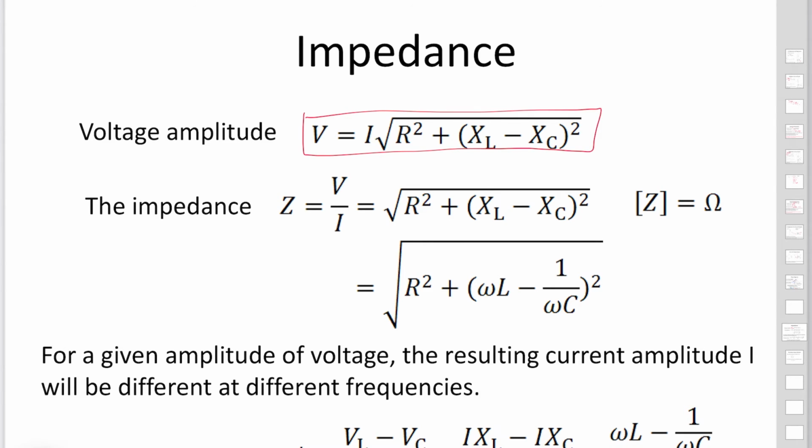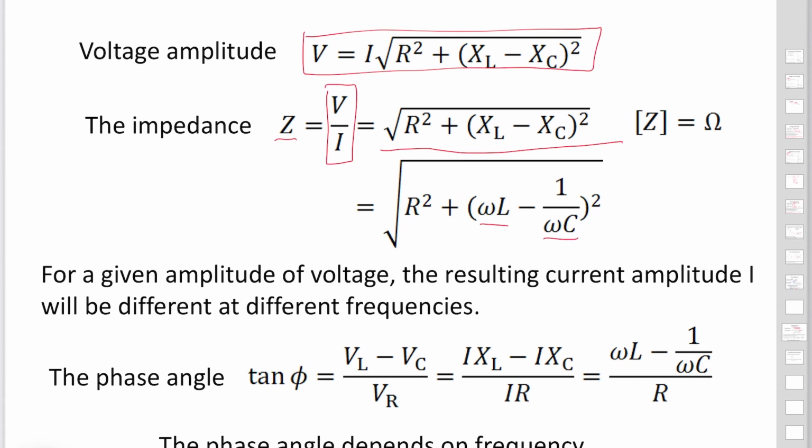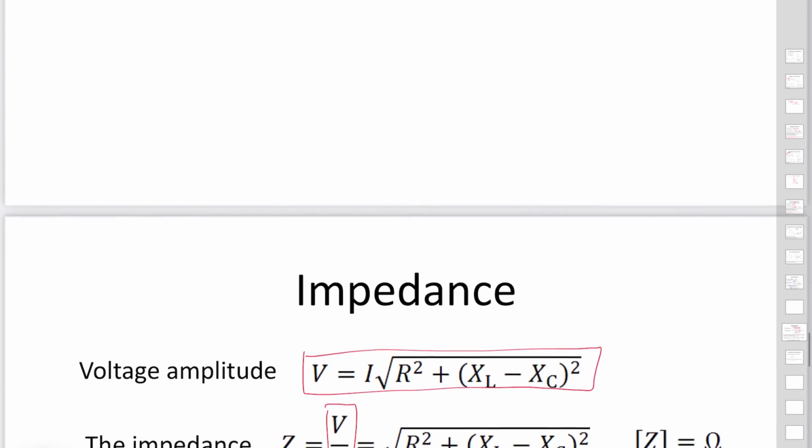Then the ratio between the voltage and the current amplitude, V over I, is what we call the impedance. Impedance is expressed as the square root of R squared plus X sub L minus X sub C, squared. Then you can substitute X sub L equal omega L, and X sub C is 1 over omega C. Then this is the expression for the impedance. For a given amplitude of voltage, the resulting current amplitude I will be different at different frequencies because of the second term.